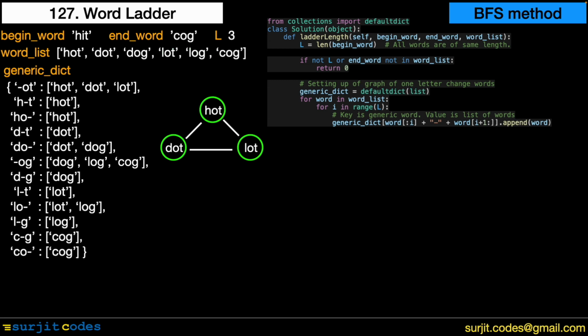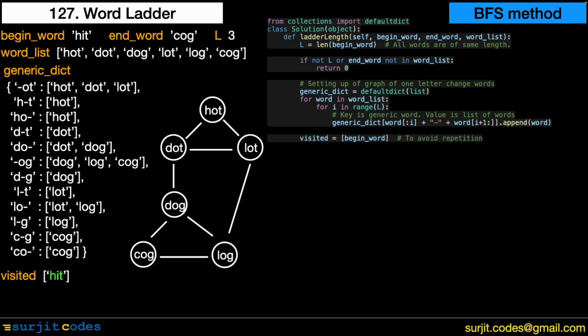Graphical representation of first line of dictionary is that hot, dot and lot are connected with each other by a single switch. Next three entries in the dictionary are singletons. Dot and dog are linked with each other. Dog has two more links, namely with log and cog. Finally, lot and log are also connected. Cycles are present in this graph, so it is not a tree.